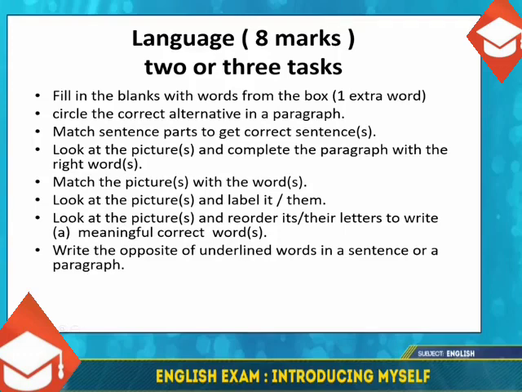Match sentence parts to get correct sentence or sentences. Look at the picture or pictures and complete the paragraph with the right word or words. Match the picture or pictures with the word or words. Look at the picture or pictures and label it or them. Look at the picture or pictures and reorder its or their letters to write a meaningful correct word or meaningful correct words. Write the opposite of underlined words in a sentence or a paragraph.